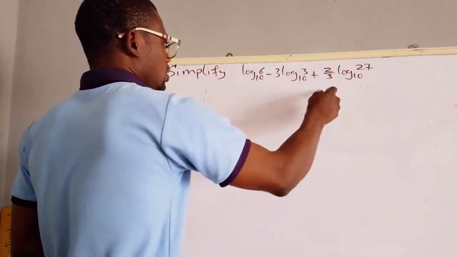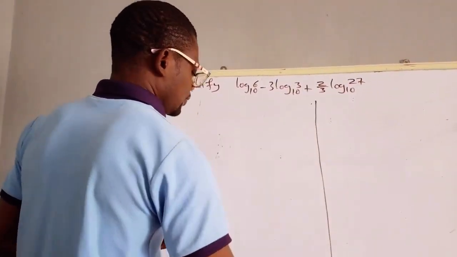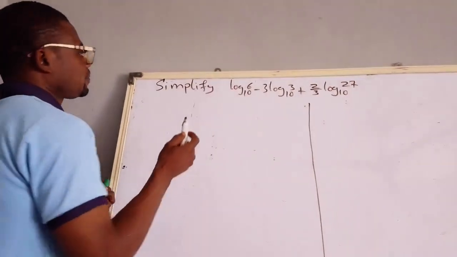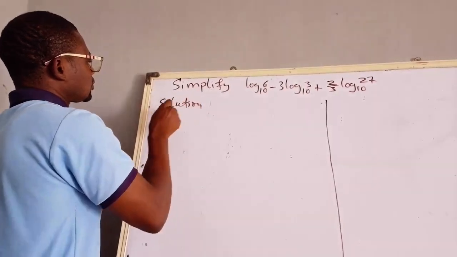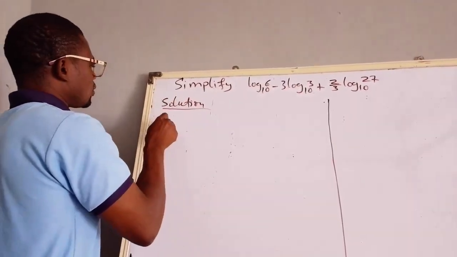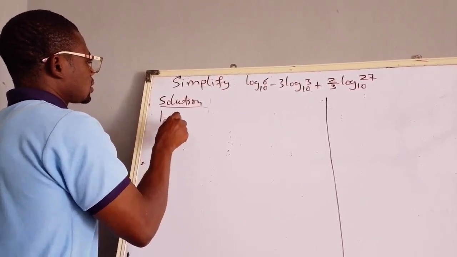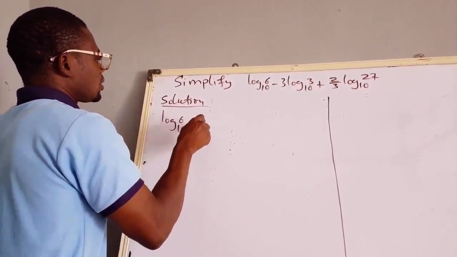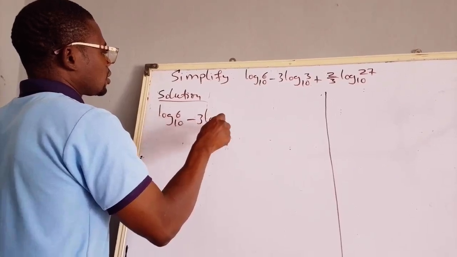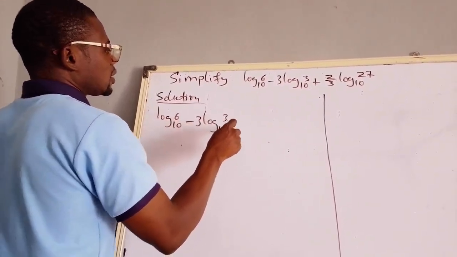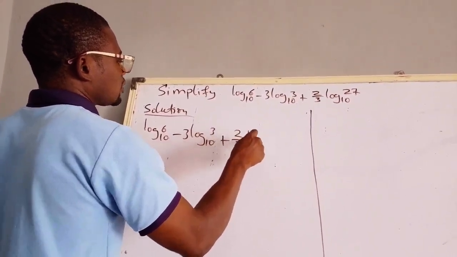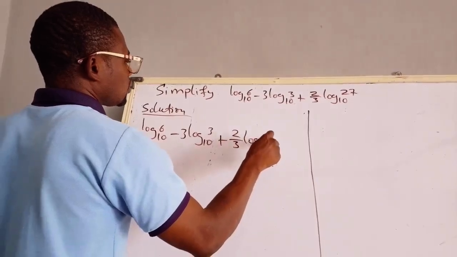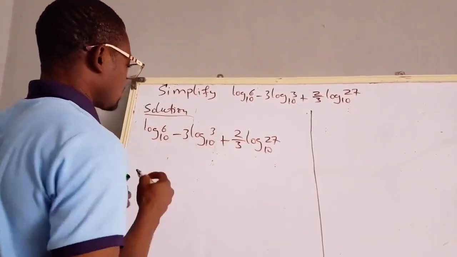Let me show you. Okay, let me write the solution. We have log 6 base 10 minus 3 log 3 base 10 plus 2 over 3 log 27 base 10.